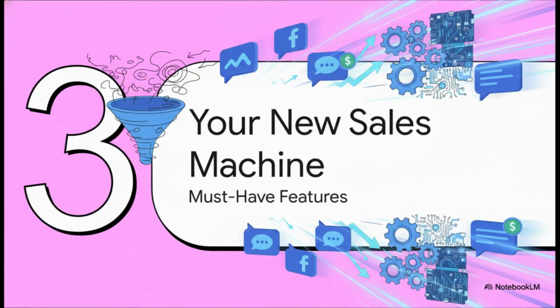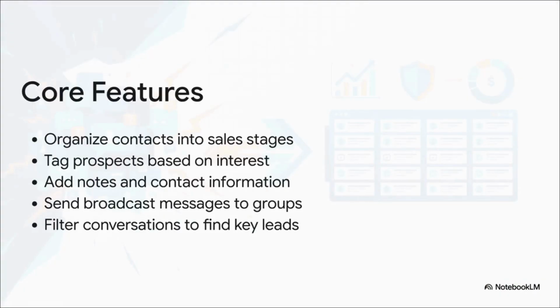Now, let's get into the good stuff. What does this actually let you do? Let's look at the must-have features that can turn that messy inbox into an absolute sales machine. You can organize all your contacts into custom sales stages. You can tag people based on what they're actually interested in. You can add your own private notes and contact info right there in the chat. You can send out broadcast messages to specific groups. And this one is huge: you can filter your entire inbox to instantly find the exact conversations you need to see.